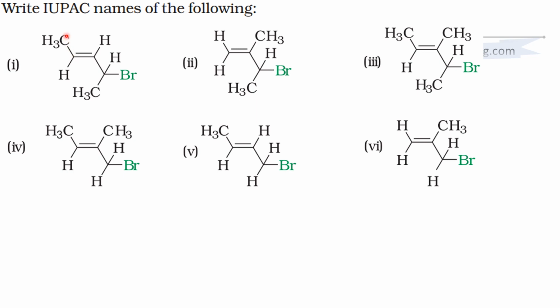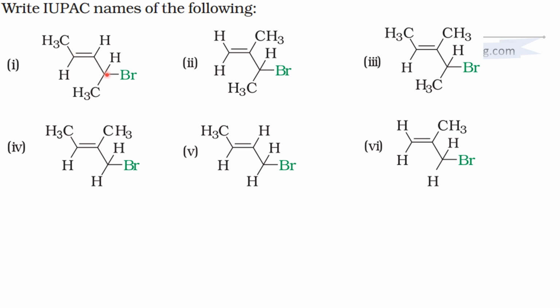So this is 1, 2. The double bond will get the number 2. Whereas if I start from here, 1, 2, 3, the double bond will get only 3. Clear. So the double bond will get the lowest number only if I start from here. So I will start from here. So what will be the compound? In the second carbon there is a double bond.